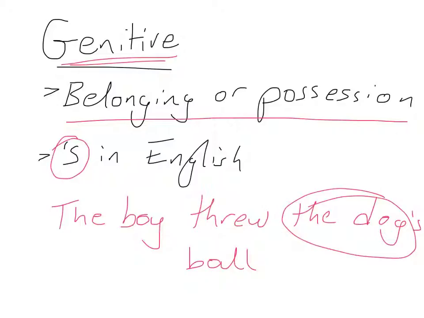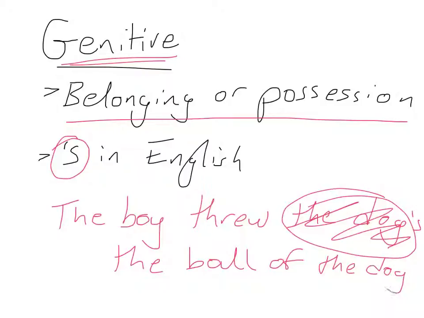You can also think of it as the boy threw, getting rid of that there, threw the ball of the dog, or the ball belonging to the dog. In any of those instances, it's the dog who owns, who possesses the ball. So the dog would be considered in the genitive case there.